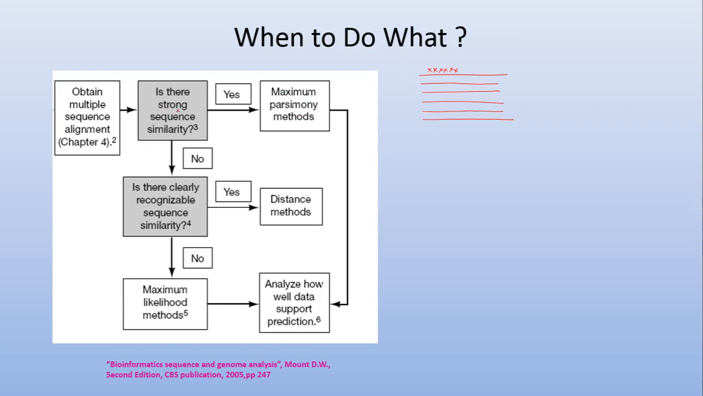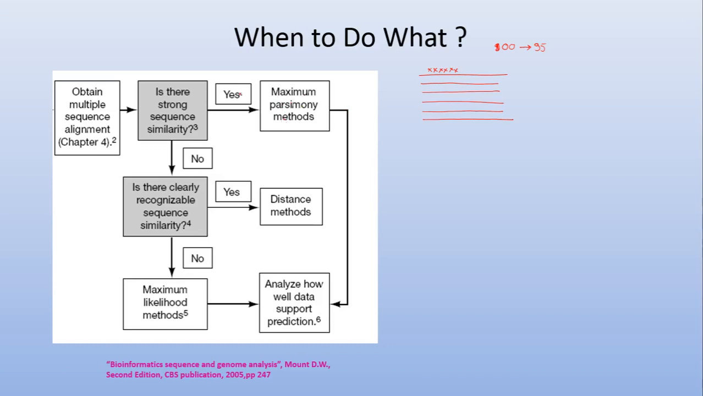What exactly do we mean when we say that there is strong sequence similarity? If in your multiple sequence alignment there are, say, 100 columns, and there is a high level of conservation in more than 95 of those columns, then we say that there is strong sequence similarity in the given multiple sequence alignment. If that is the case, then you are advised to use the maximum parsimony method.